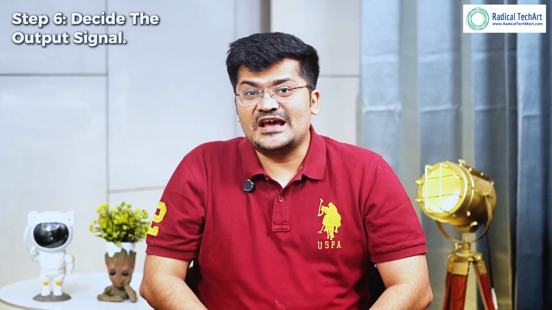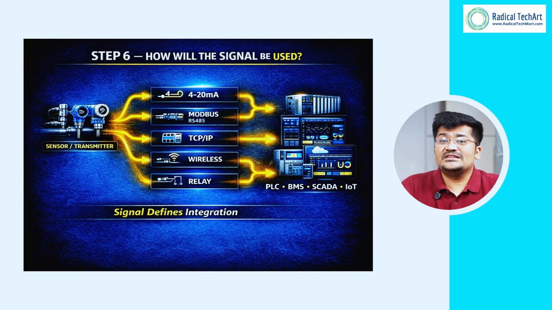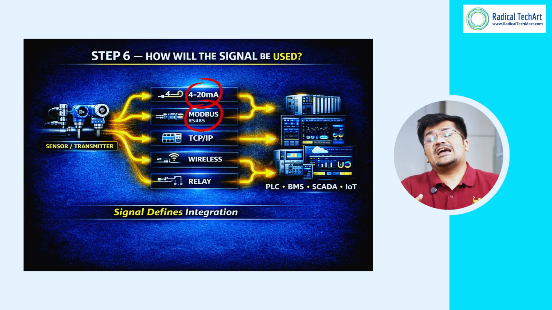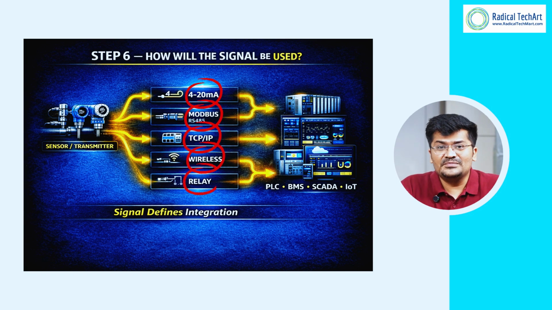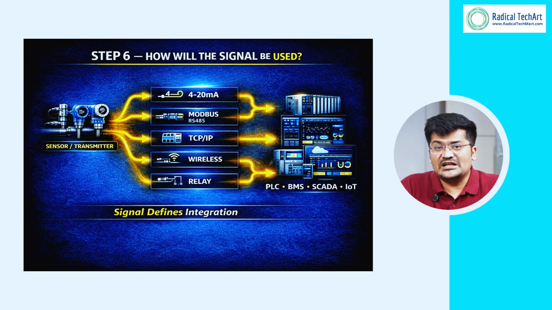Now the sixth step, decide the output signal. Ask the customer, how will this measurement signal be used? Common industrial outputs include 4 to 20 milliampere signals, Modbus RS485 communication, TCP/IP-based communication, wireless communication, or simply relay outputs. The output signal determines the type of transmitter or controller required and also determines how the instrument connects to PLCs or monitoring systems.